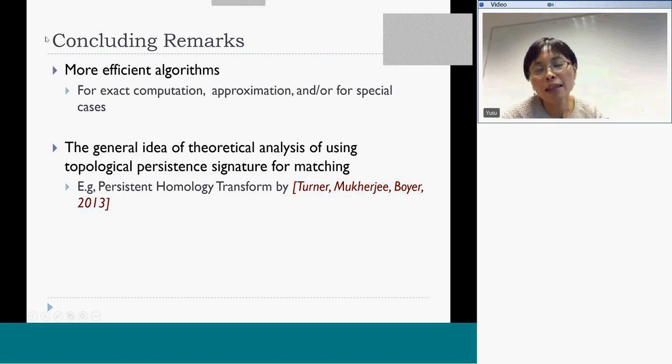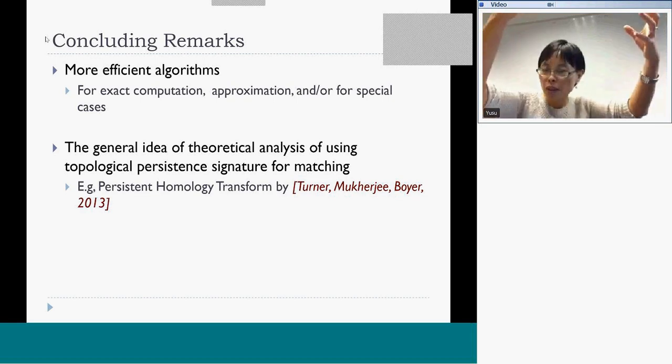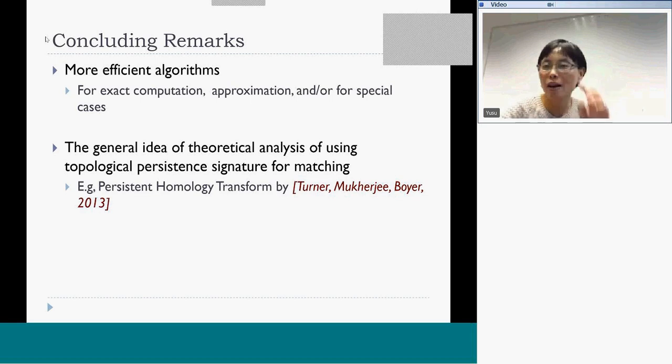At a broader level, I think it's also very interesting to explore the idea of providing theoretical or algorithmic analysis of using this topological persistence signature for matching purposes. Okay, so here is the topological persistence signature, by which I actually mean a slightly more refined way. Namely, we associate such a topological persistence signature with every point in the input space. Okay, and this gives us a map that maps an input object to a set of points in the space of persistence diagrams.